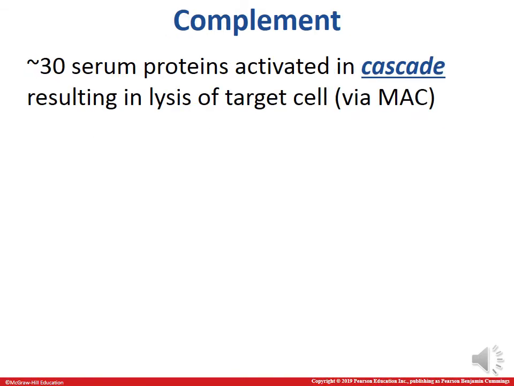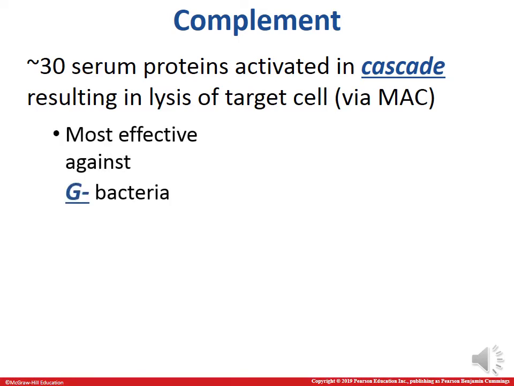So if interferon is targeting viruses, complement will target bacteria. This is basically a series of proteins that are produced in the liver that circulate in the bloodstream in an inactive form, much like the blood clotting cascade. Once you turn the first one on, it turns on the next one, and that one turns on the next one. Once you turn on this cascade, the end result is to create what's called a membrane attack complex, which causes lysis in the target cell. And of course, the target cell here should be a bacteria.